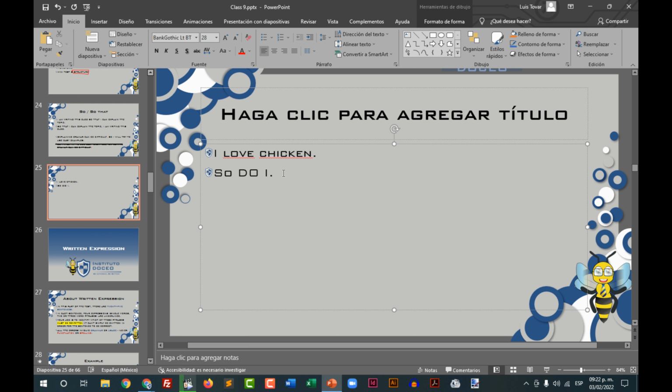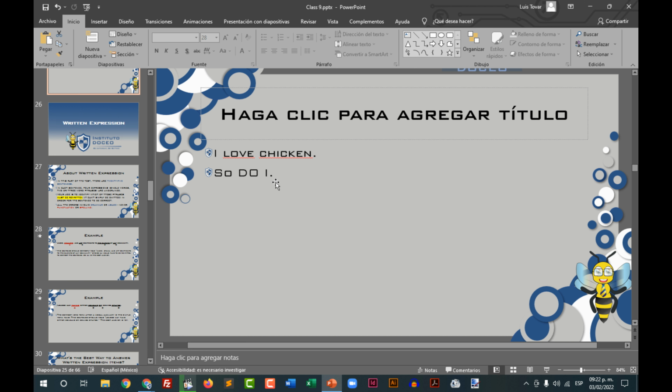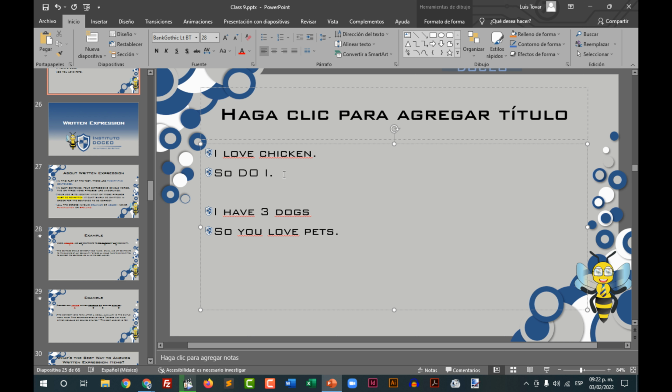Inclusive, por ejemplo, podríamos iniciar una conversación como, por ejemplo, I have 3 dogs. And then the other person says, so, you love pets. Está bien aquí utilizar el so al principio de la oración, pero en realidad es porque esta oración se está relacionando con esta oración, la que dijo la otra persona. ¿Listo? Okay. Y hay que tener el mismo significado de entonces. Yo tengo 3 perros y respondo, entonces tú amas las mascotas.